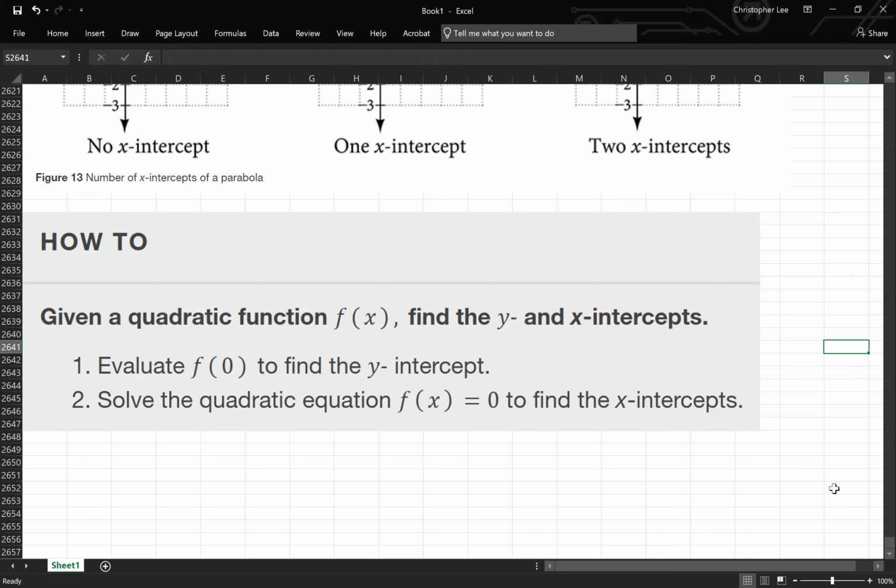Now you have many techniques to do this. You can complete the square, you can use the quadratic formula to find those x-intercepts, whatever works best for you. Again, it's on your formula sheet, you don't need to memorize it.